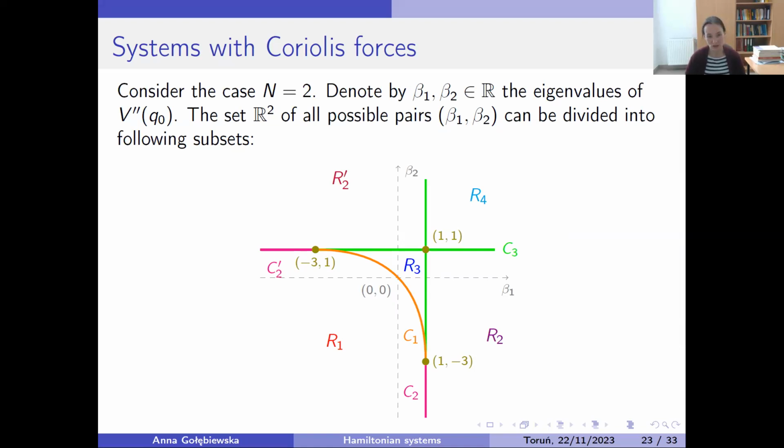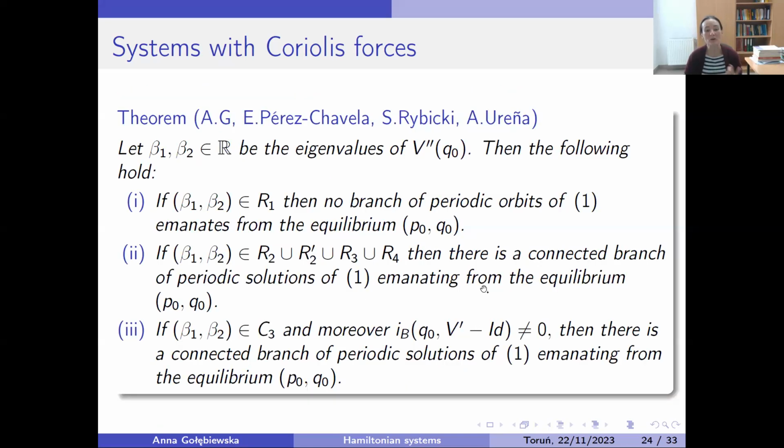The last question is what happens on the lines. If we are on line C3, we have to assume something additional. So we give an assumption on the so-called Brouwer index, the Brouwer index of V prime minus identity. And if we know that this Brouwer index is not trivial, then again we obtain the existence of a connected branch of periodic solutions.